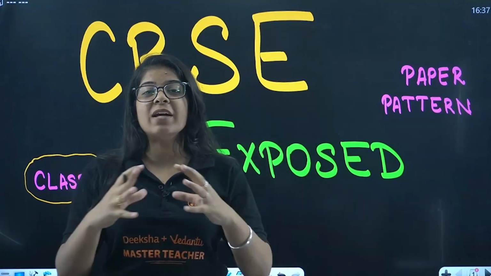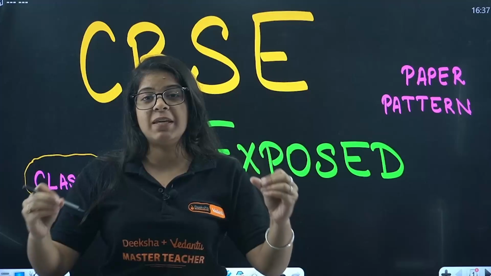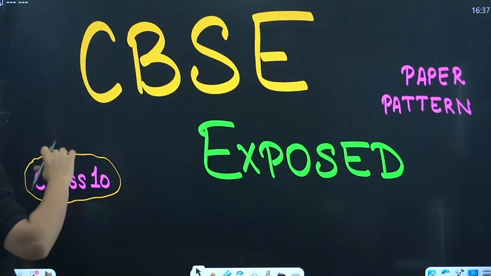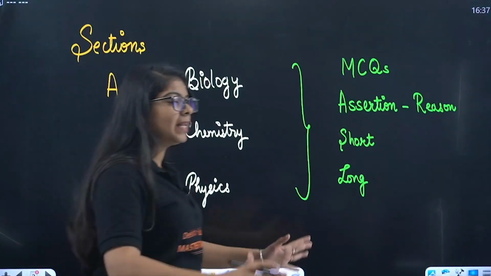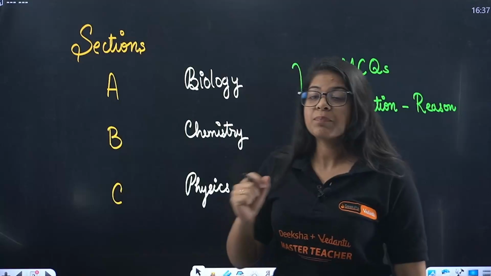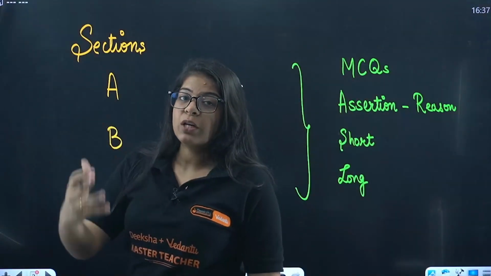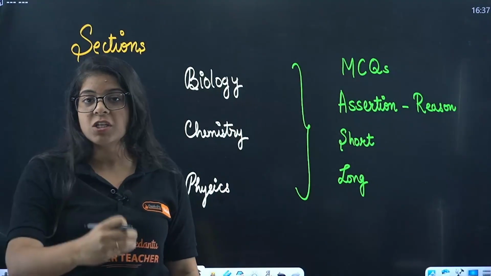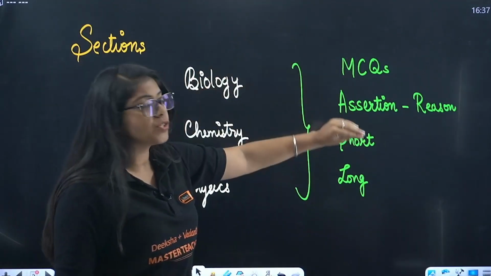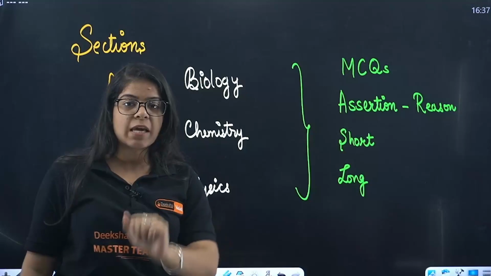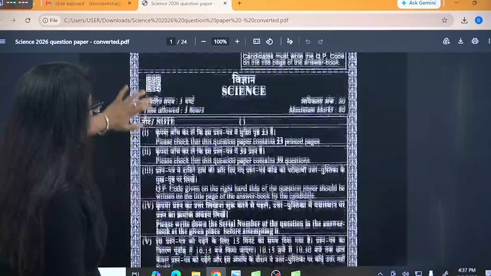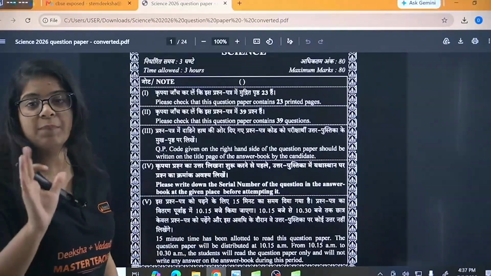We are going to expose the paper pattern of CBSE today in this video. Now, the very first thing, beta: we know that as of 2026, your whole paper pattern has been changed. On these papers, the sections have been divided into biology, chemistry and physics, and there are these kinds of questions: MCQs, assertion reason, short questions, long questions. These are the same as in previous years. Let's just look at the paper. This is somewhat how your paper will look.